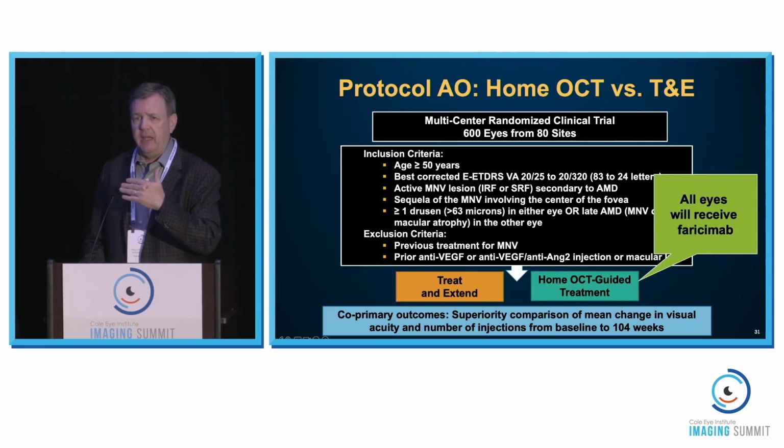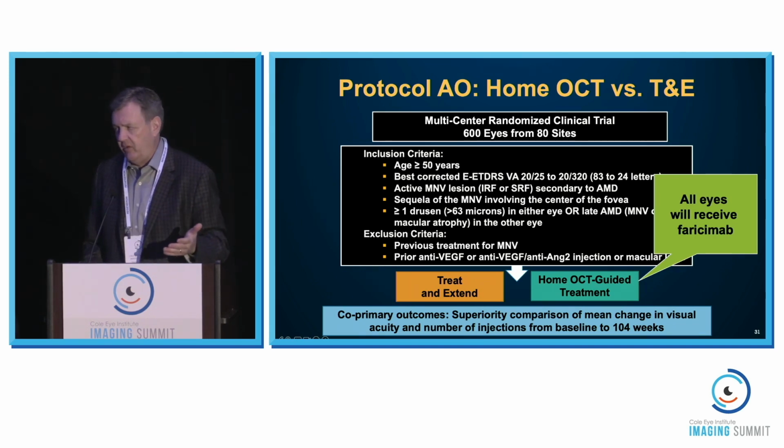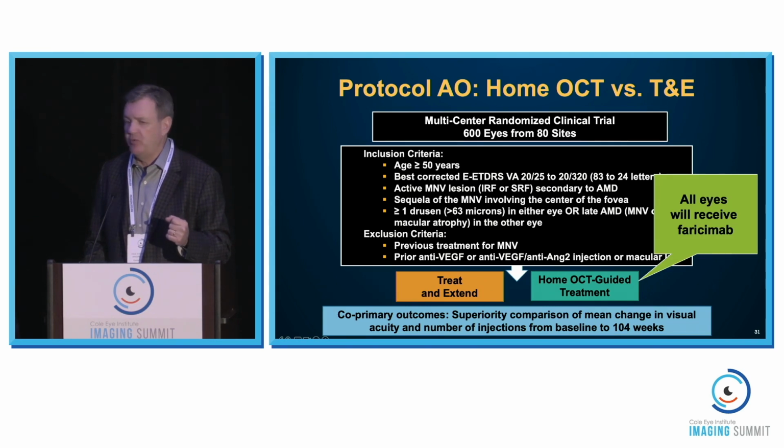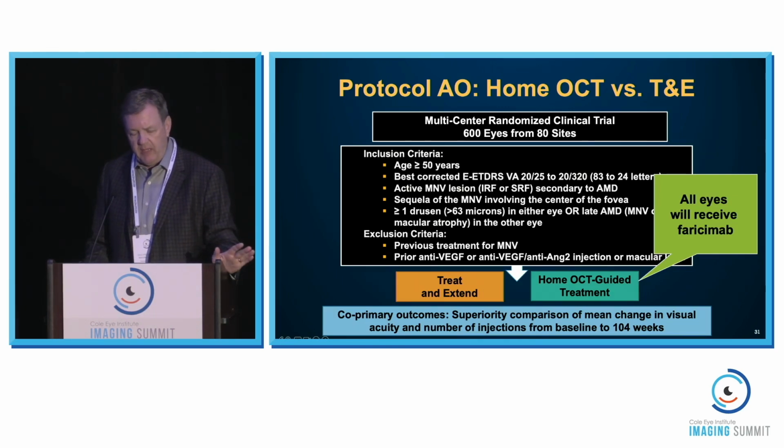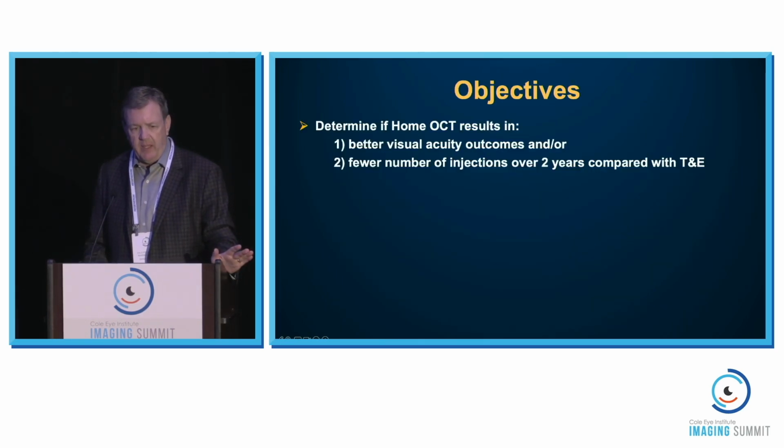Superiority, because if home OCT doesn't improve something, you don't care if it's non-inferior at this point. You really want to know, is it superior? Can you produce a superior outcome in something? And there's two things that you could do that. One would be in visual acuity, and the other would be the number of injections between baseline and 104 weeks. So that's our primary objective.